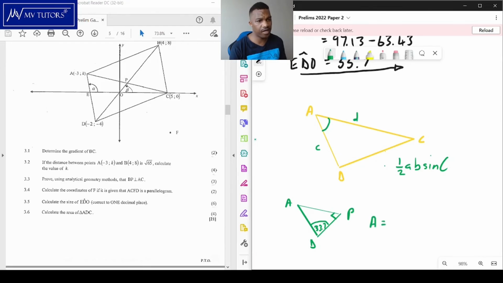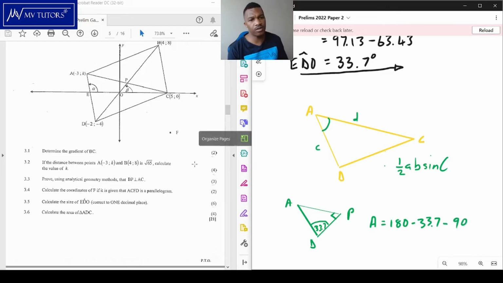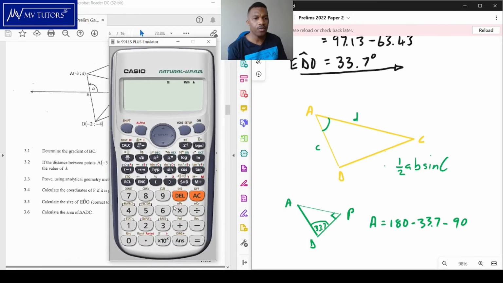So A is equal to 180 minus 33.7, because remember we got 33.7 up there, minus 90, because that angle at the bisector, we solved it even, it's 90, when we were proving that perpendicular means 90 degrees. So our angle is then 56.3. That's our angle A, right?